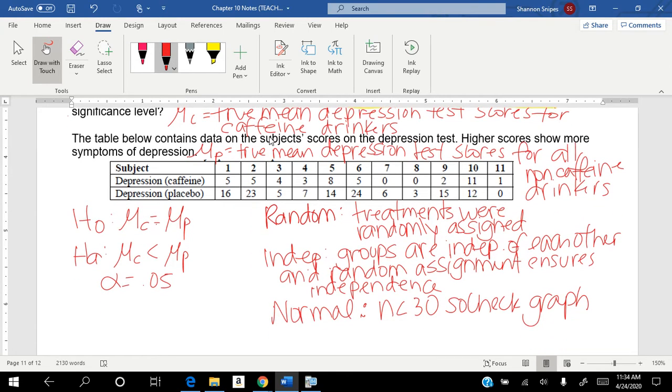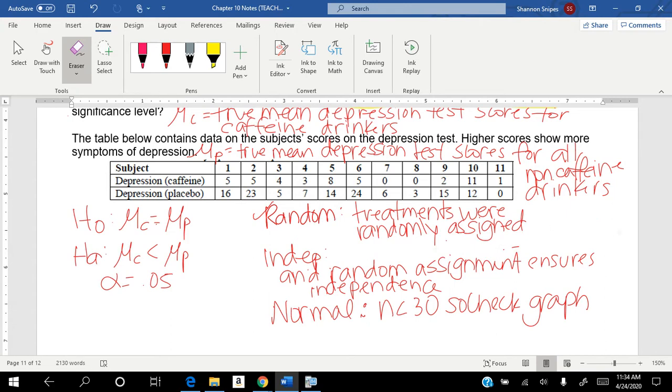I went ahead and checked the conditions. The random condition has been met because the treatments were randomly assigned. Remember, we don't always need to say a simple random sample because, in honesty, this is not a simple random sample, but the random assignment of treatments ensures that the random condition has been met. The independent condition: we do have two groups that are independent of each other. Actually, we don't have two groups that are independent of each other because we just have one group. But random assignment ensures independence.